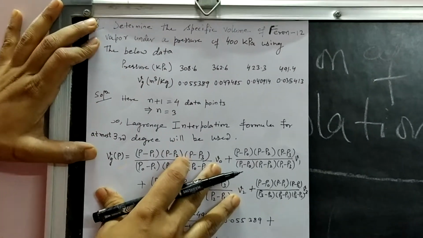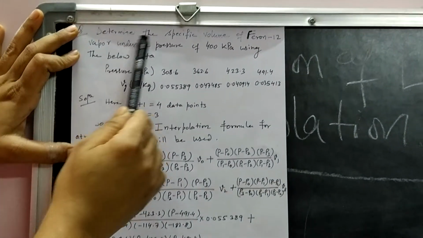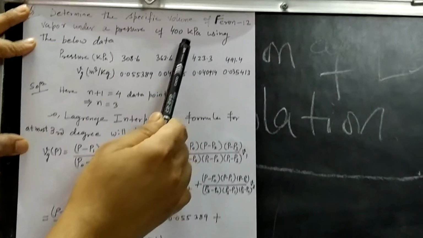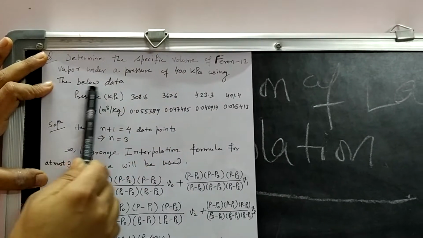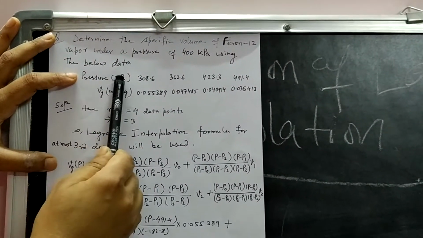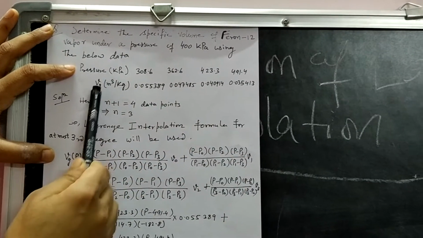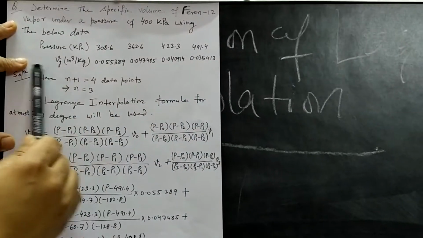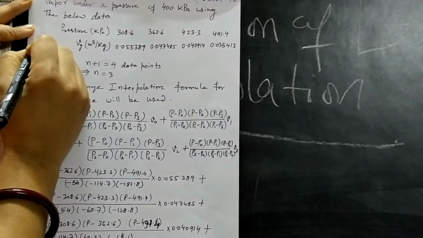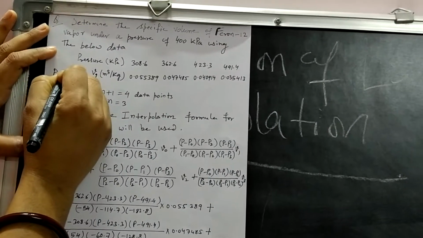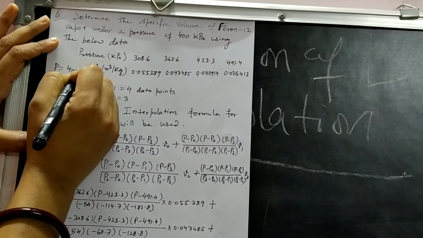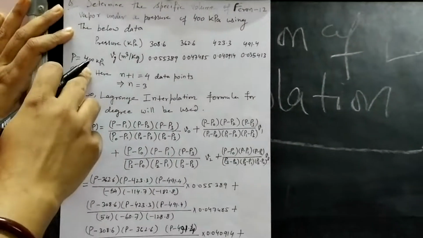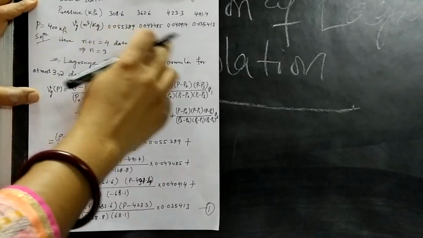Suppose the question is we have to determine the specific volume of Freon 12 vapor under a pressure of 400 kilopascal using the below data. The data are given as pressure, some values are given, and Vg, the corresponding specific volumes are given. Our aim is to find out the specific volume at P equal to 400 kilopascal.